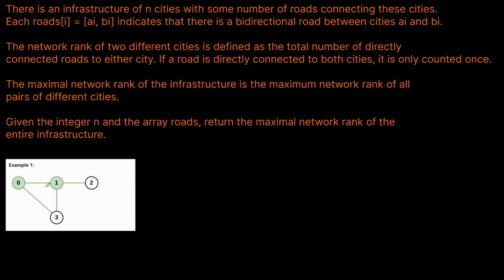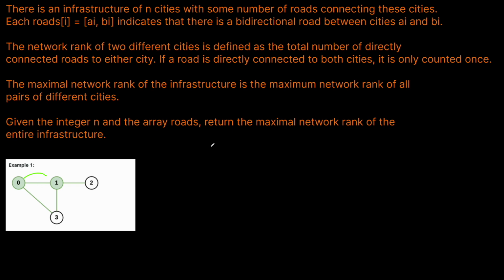But you do need to be careful that if the two nodes are actually connected by an edge, you need to subtract one because you can't double count. So you just need to remove one, and that's just going to be your answer. You're going to take all pairs of nodes, all of the edges they have between them, add them together, and then subtract one if they're connected.